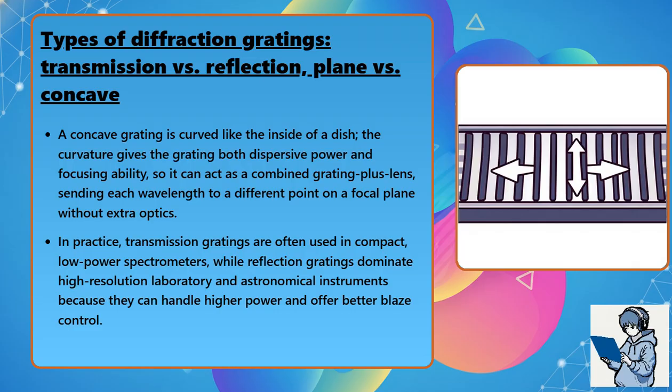In practice, transmission gratings are often used in compact, low-power spectrometers, while reflection gratings dominate high-resolution laboratory and astronomical instruments because they can handle higher power and offer better blaze control.